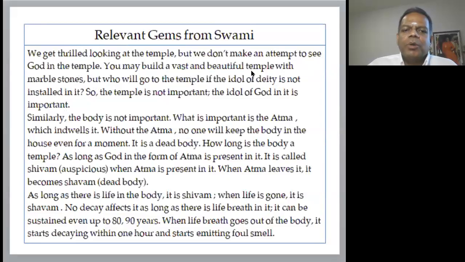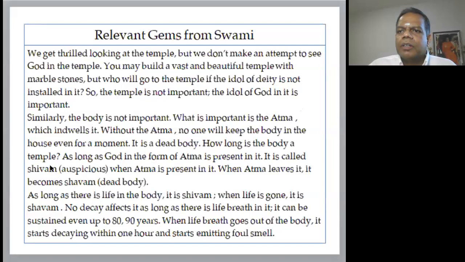You may build a vast and beautiful temple with marble stones. But who will go to the temple if the idol of the deity is not installed in it? So the temple is not important. The idol of God in it is important. Similarly, the body is not important. What is important is the Atma which indwells it. Without the Atma, no one will keep the body in the house even for a moment. It is a dead body.